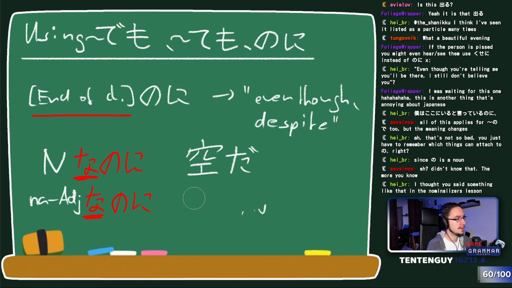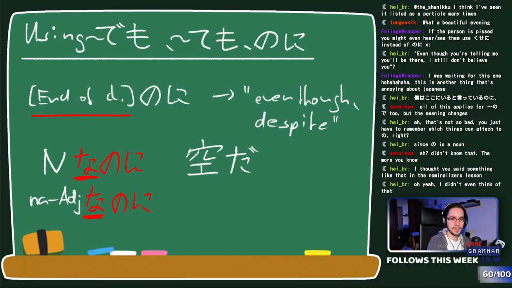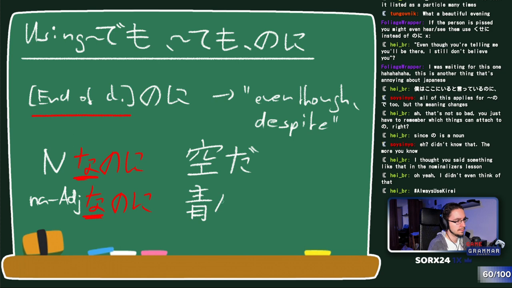Right now I'm drawing a blank on a proper na adjective that I could use. I'll probably go with ao, right? Yeah, let's go with ao. Ao is fine. Ao nanoni, right? We would use ao nanoni. So ao is not a clause. Ao da is a clause, right? So then instead of da, we would use na, and then we would add noni. Nanoni.